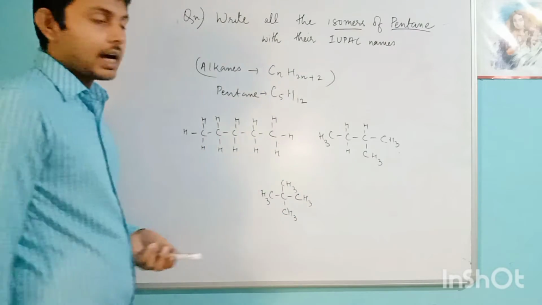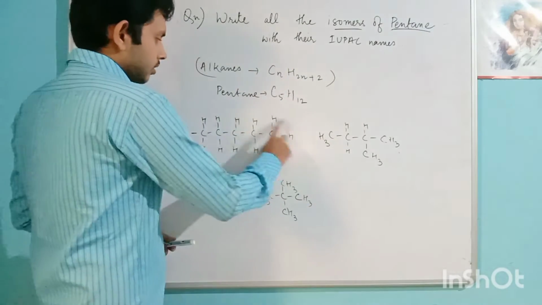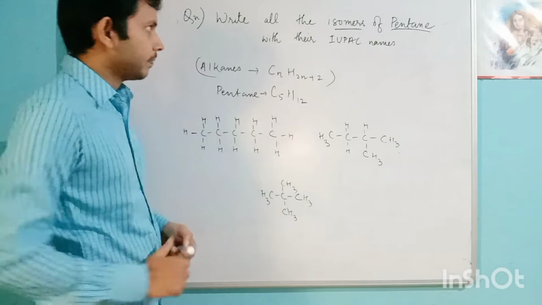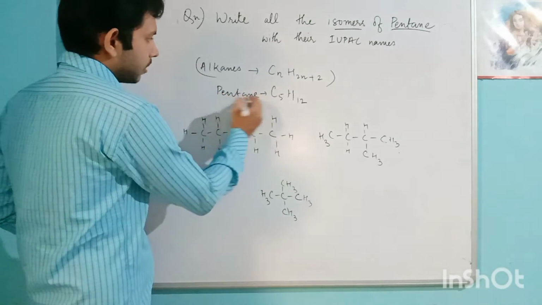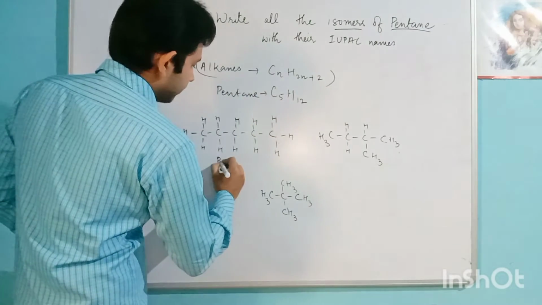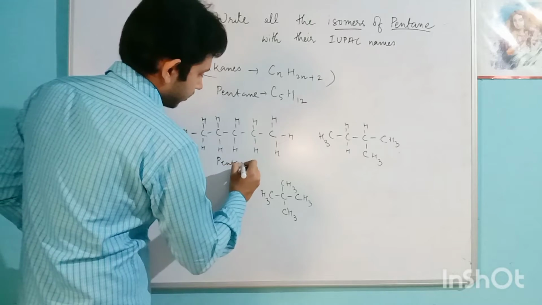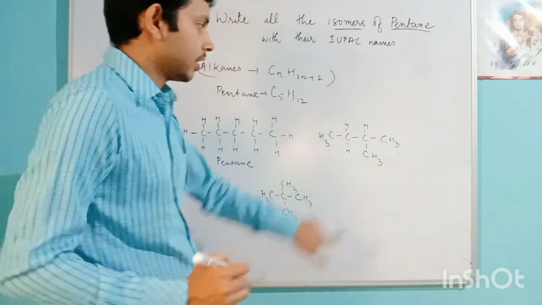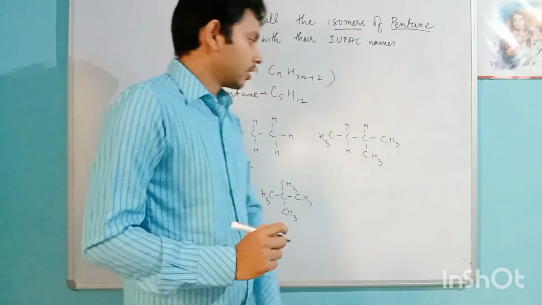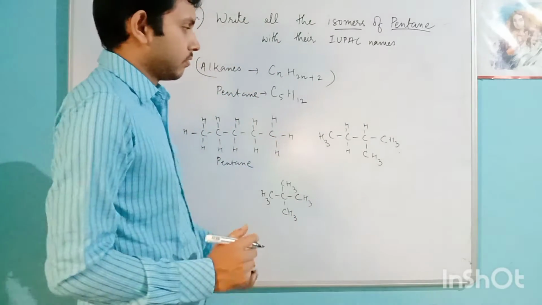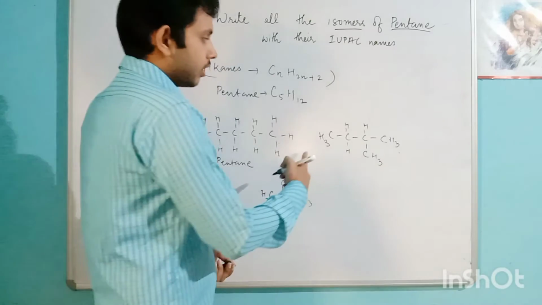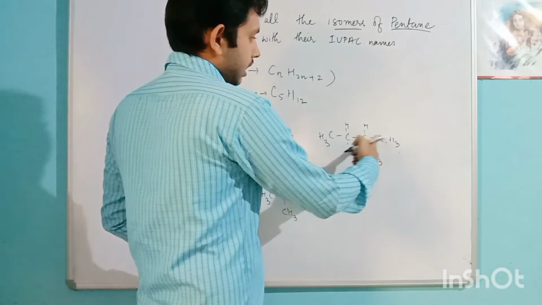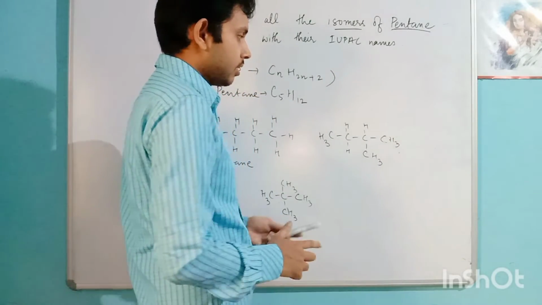So now let's write the IUPAC names. This one is very simple. This is the normal pentane. You can write pentane simply. But what will we write here? Now here you will learn another concept. This is a new type of question. Now here you can't write pentane since there are 5 carbon atoms.